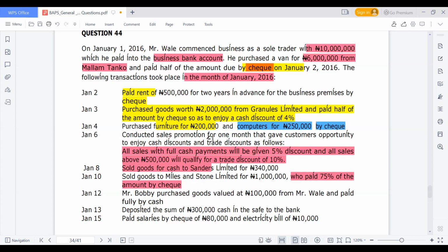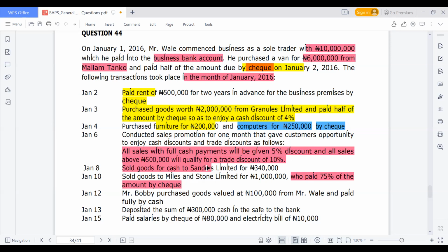On January 6th, conducted a sales promotion for 1 month that gives customers the opportunity to enjoy a cash discount and a trade discount as follows. All sales with full cash payment will be given 5% discount. Full payment. You buy and you pay, they're going to give you a cash discount of 5%. And all sales above 500,000 will qualify for a trade discount of 10%. All right, that's the condition.